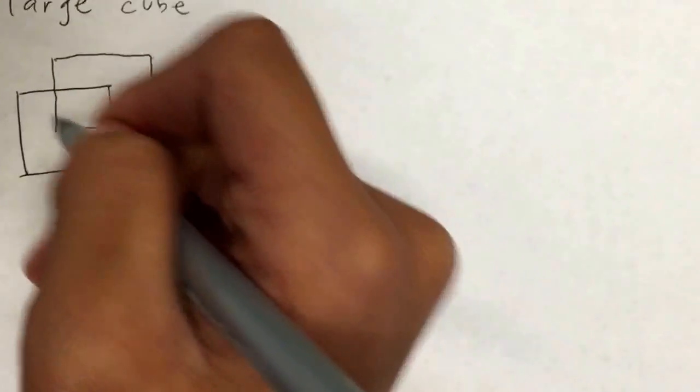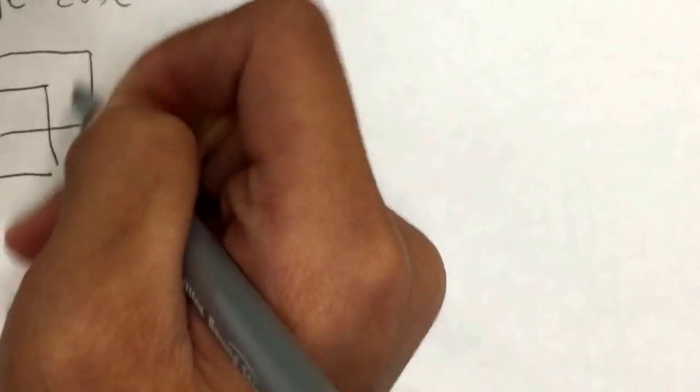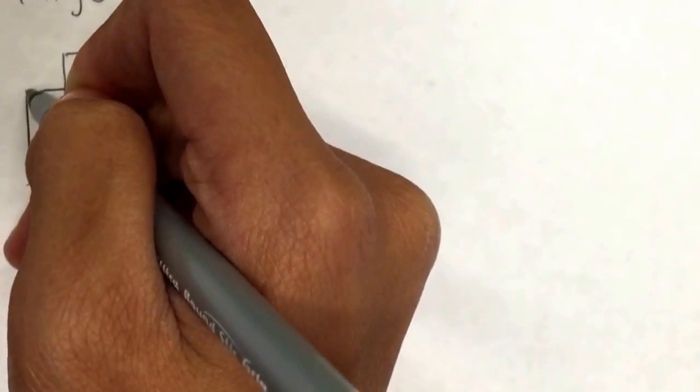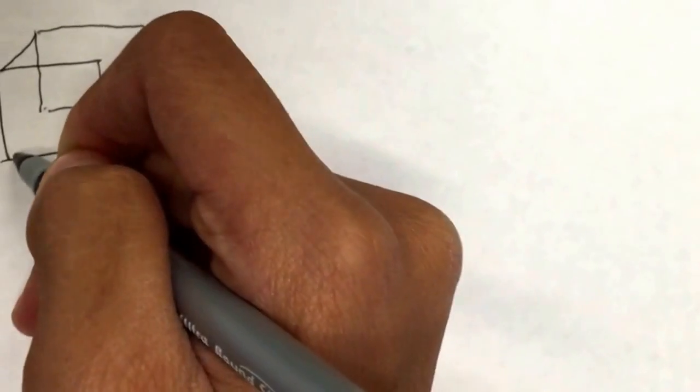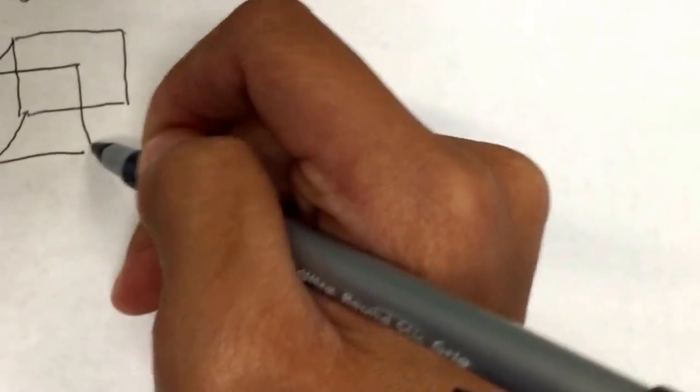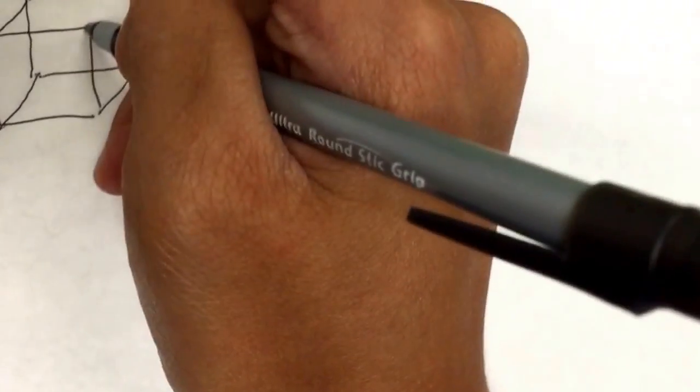Now the last part to create the cube is you connect, you see how you have two squares? The top left with the top left, the bottom left with the bottom left, the bottom right with the bottom right, and the top right with the top right. The value of the large cube is 1000.